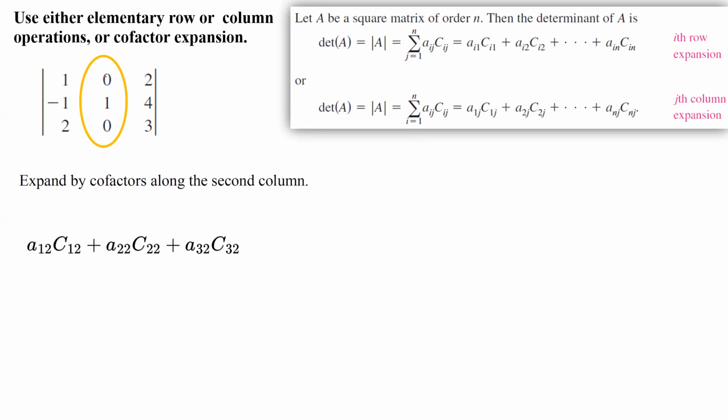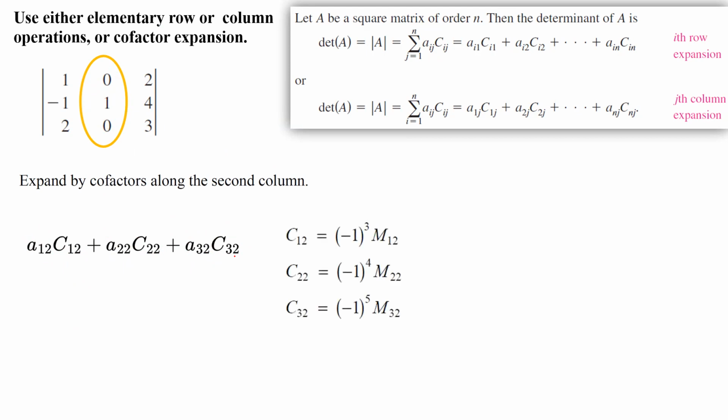So this guy is the entry on the first row and the second column, A sub 1 and 2. And I'm going to multiply that by the cofactor for the first row and the second column. Then add it to the entry on the second row, second column, which is 1, multiplied by the cofactor for the second row, second column. And finally, I'm going to do the addition for the entry on the third row, second column, multiplied by the cofactor for the third row and the second column.